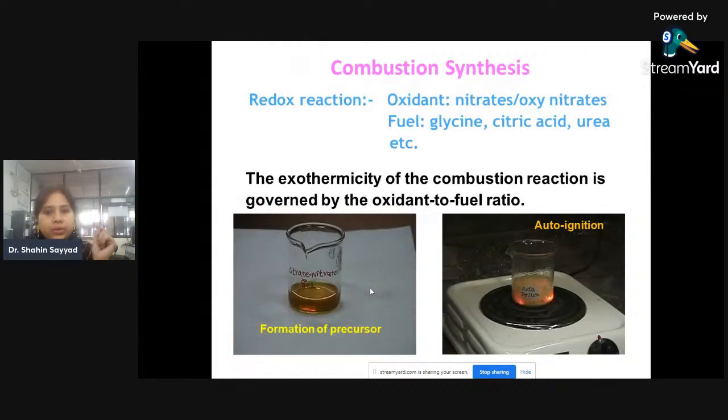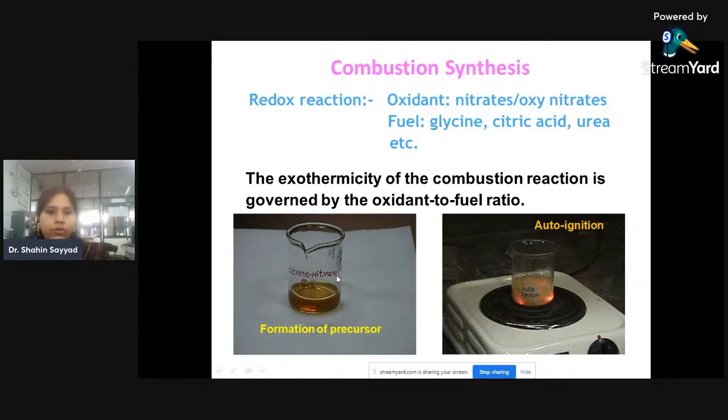Combustion synthesis method is again a very simple method, in which there is a redox reaction between the oxidant and fuel. Oxidants are in the form of nitrates or oxynitrates. Fuel here can be glycine, citric acid, or urea. These are the fuels, and each of these has its own burning temperature. Suppose you are using citric acid, the burning temperature is 220 degrees Celsius.